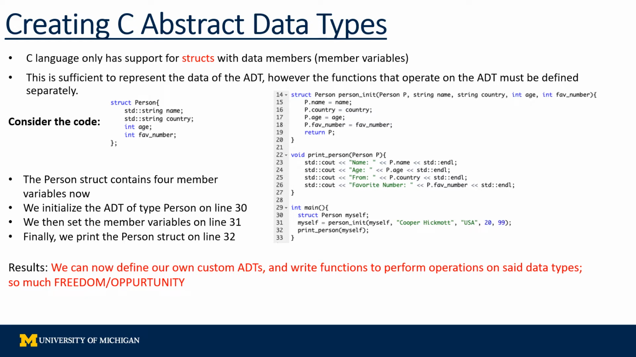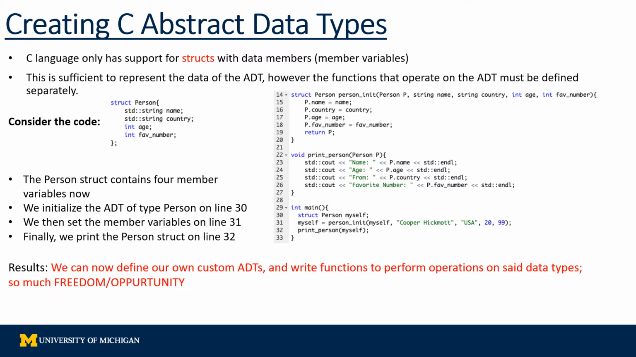Int main is fairly straightforward. We're going to construct a person object called myself. We're then going to initialize myself using those parameters, and then we're going to print that. And this is really the basics of creating and then dealing with abstract data types in C. The key is that we have to define the struct separately from the functions that actually work on the struct themselves.